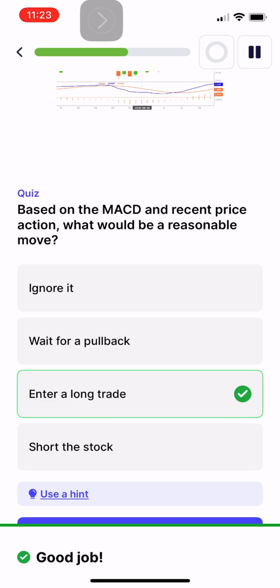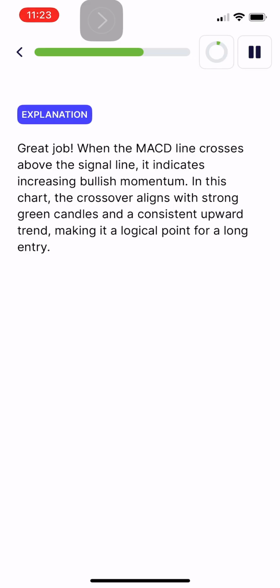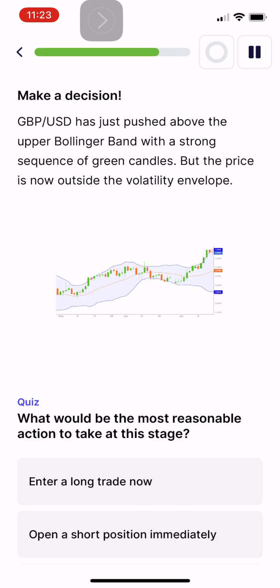Yes, you're right. Great job. When the MACD line crosses above the signal line, it indicates increasing bullish momentum. In this chart, the crossover aligns with strong green candles and a consistent upward trend, making it a logical point for a long entry. Make a decision.